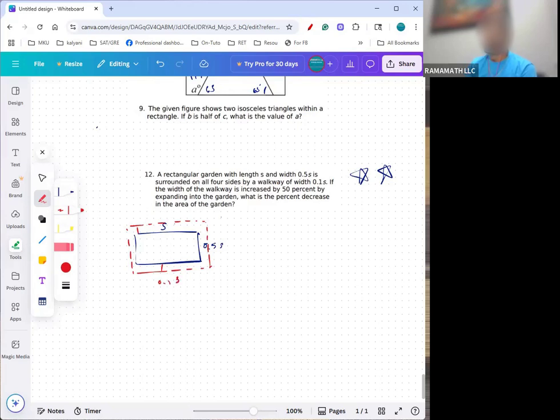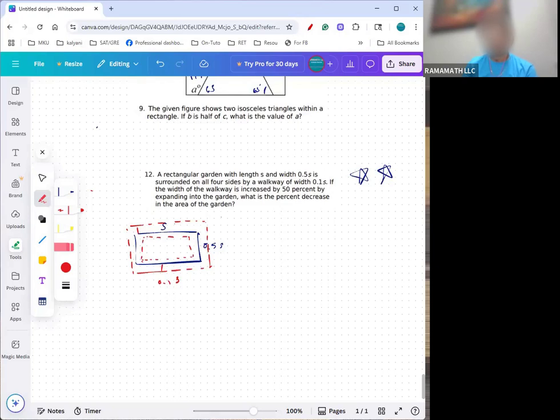The width of the walkway is increased by 50% by expanding into the garden. So that means we're expanding into the garden, not outside. You've got to understand this. So we're expanding into the garden. So we're going to go here, right? That is what is happening. When you expand it, obviously it's going to expand on all the sides too. Now, how much is it increasing? 0.1 increased by 50%. That is the important thing.